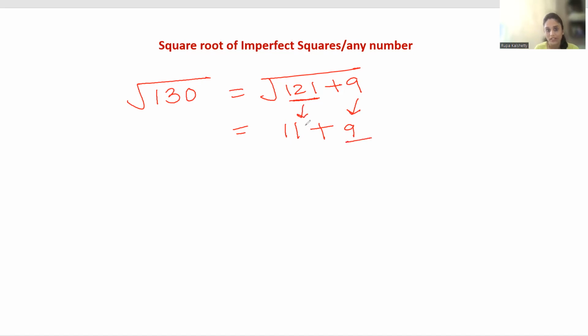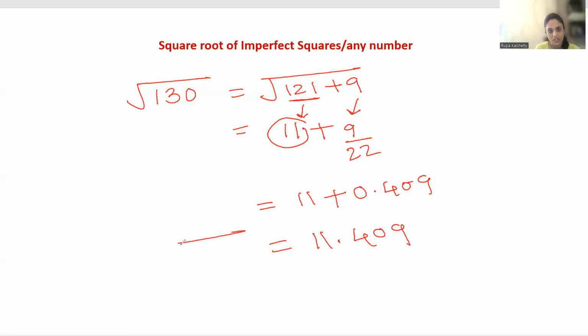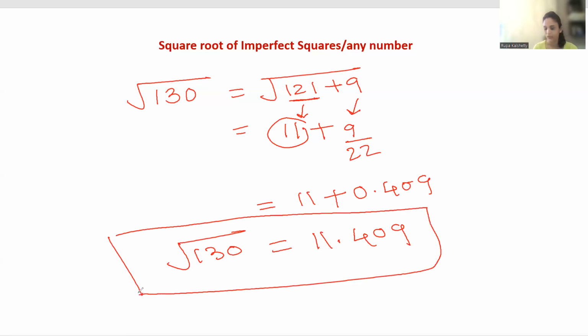Now we double this 11 and divide 9 by double of 11, which is 22. So we get next 11 plus 9 over 22. If you do, you should get 0.409. And the answer here is 11.409, which is the square root of 130. This is your answer. Now if you check the calculator, yes, it is 11.401, to which we are very, very close, isn't it?